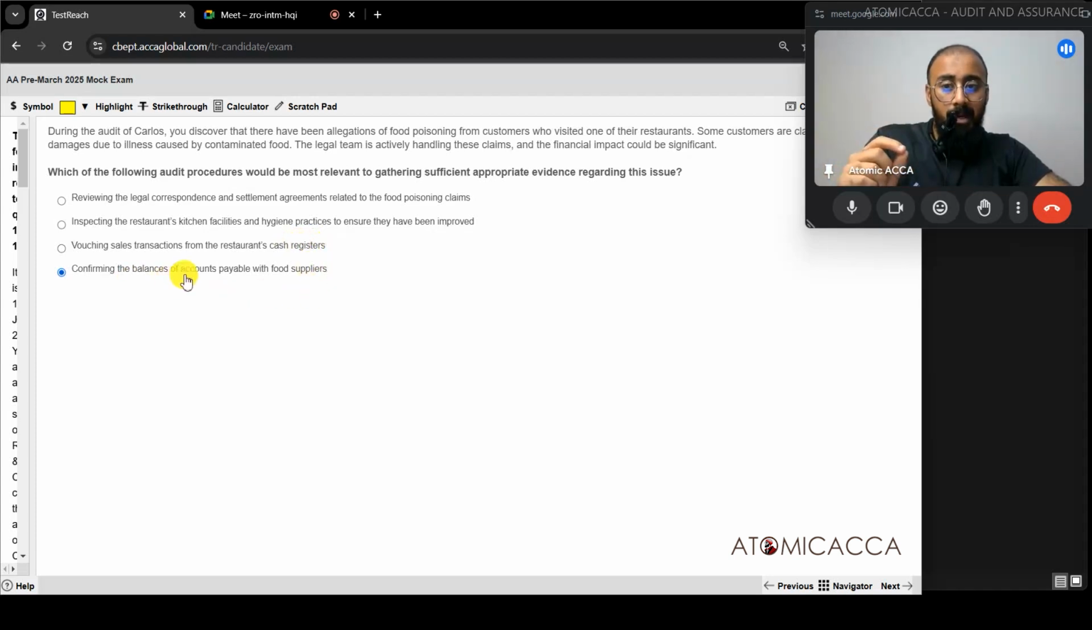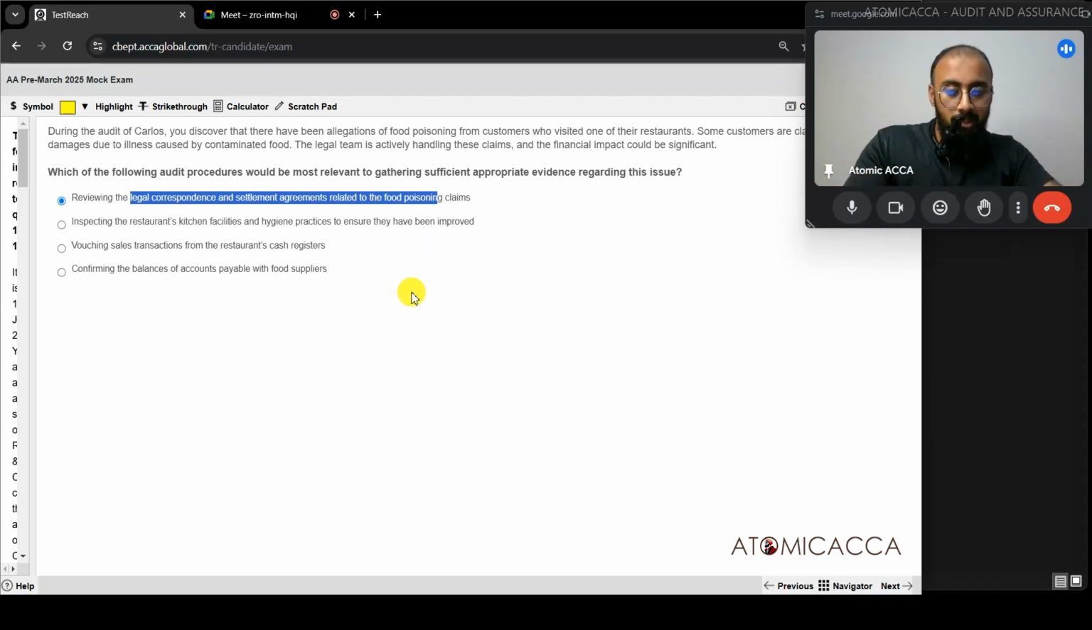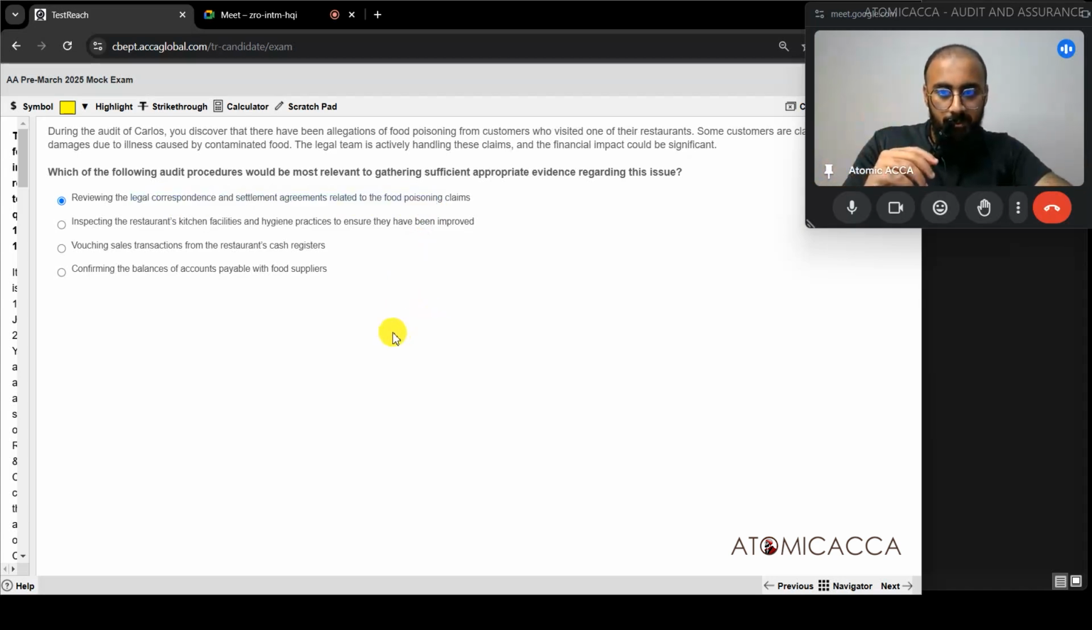Confirming the balance of accounts payable with food supplier. Now this is only going to give me an idea about what payable figure I have towards my supplier, but nothing related to what I have to pay to the customer or what is going on with the legal case. This is quite straightforward that option 1 will be the answer, because this is the only one that is giving me some idea about what is going on with this legal case over here. So option 1 is the answer.